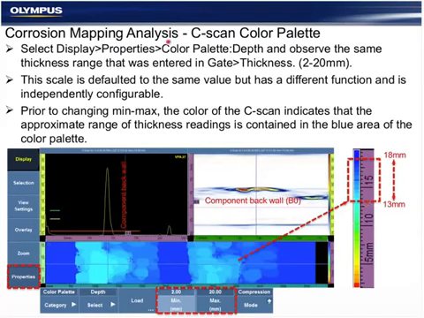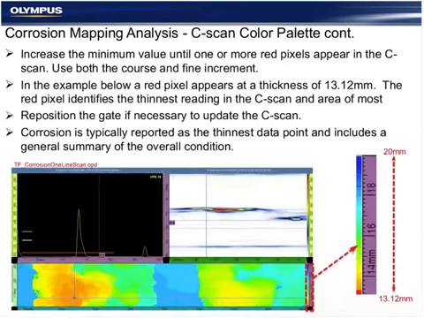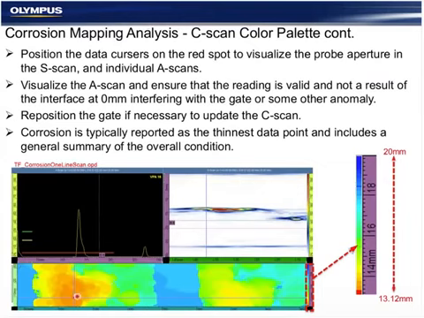Once the data is acquired, we're going to start reducing it. This was how we acquired the data at 2. As I change the minimum value of the color palette, the full range of the color is scaled across the C-scan. We increase it slowly until our first red pixel is present. Once the red pixel is present, we crosshair the data cursors there, and we can see the S-scan and the associated A-scan that represent the lowest reading.